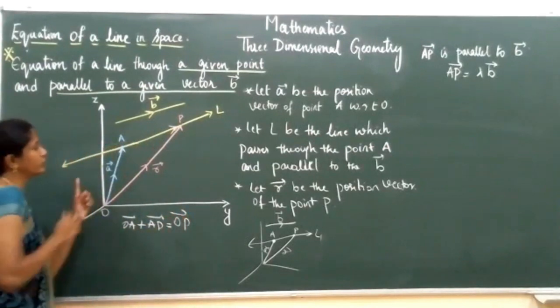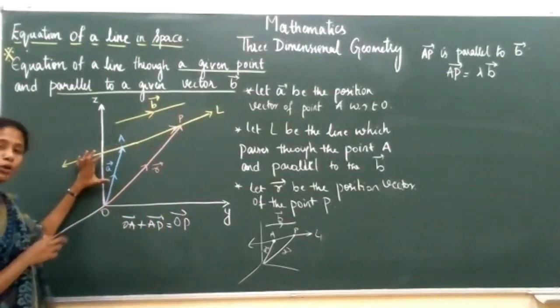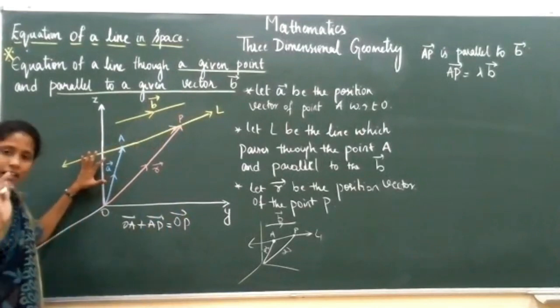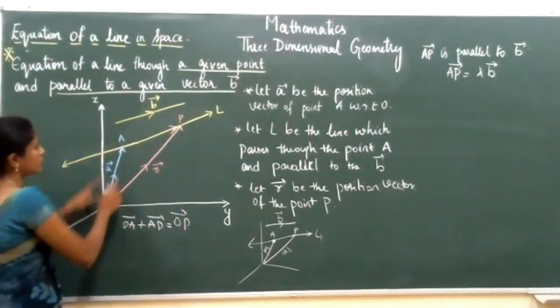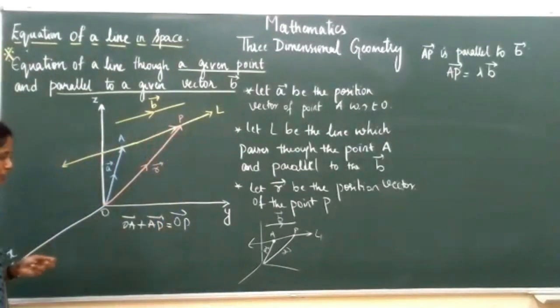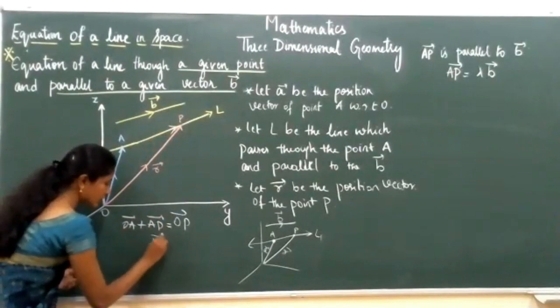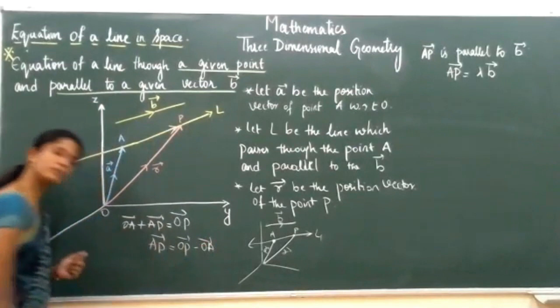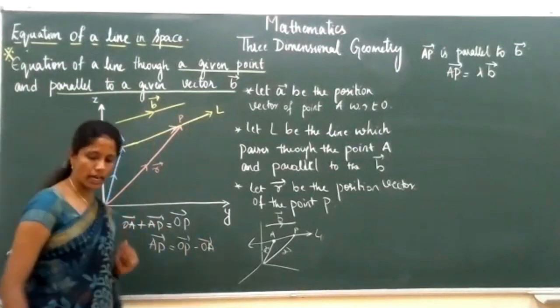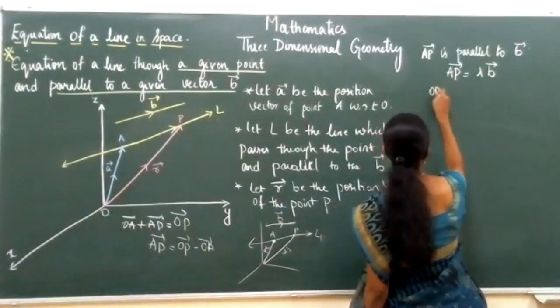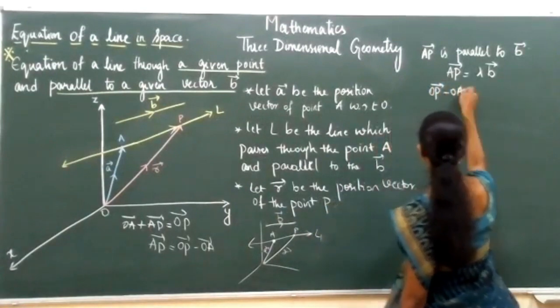Okay, if I consider the two adjacent sides of a triangle taken in an order, the sum of these vectors will be taken in a reverse order. So vector OA plus AP is given by vector OP. From this I can write vector AP is equal to vector OP minus vector OA. Therefore, I am going to use that. So here vector AP is given by vector OP minus vector OA.